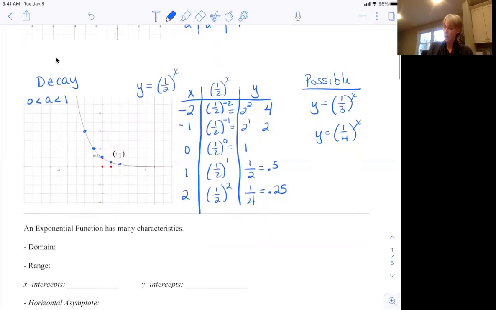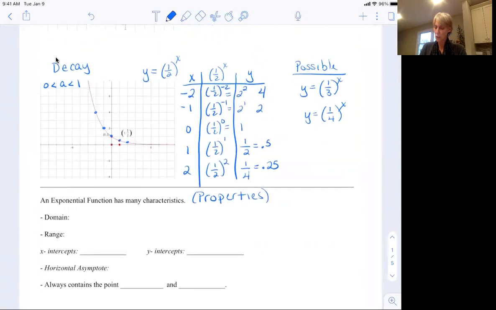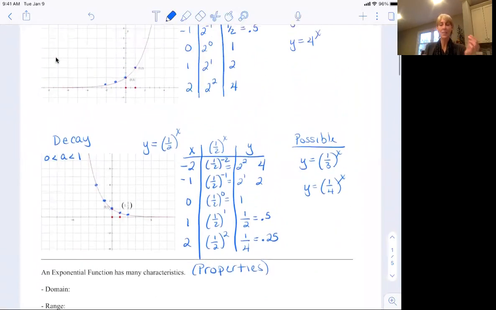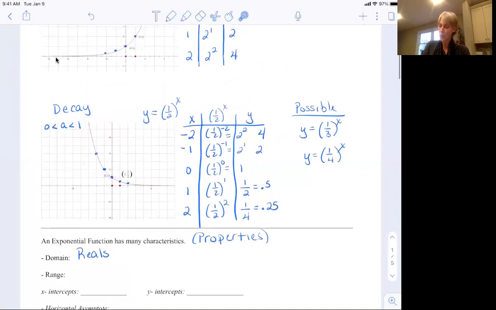All right. So some basic properties, the characteristics of exponential functions. When we're talking about exponential functions, you'll notice the domain is the set of real numbers. I can plug in any number. So our domain is the set of all real numbers. The range, however, when you're looking at the graph, think about it.